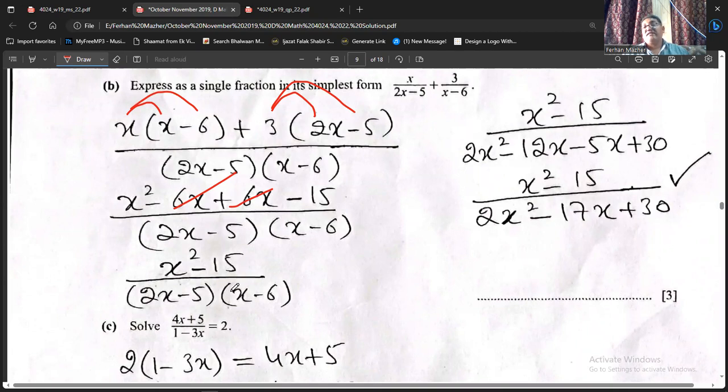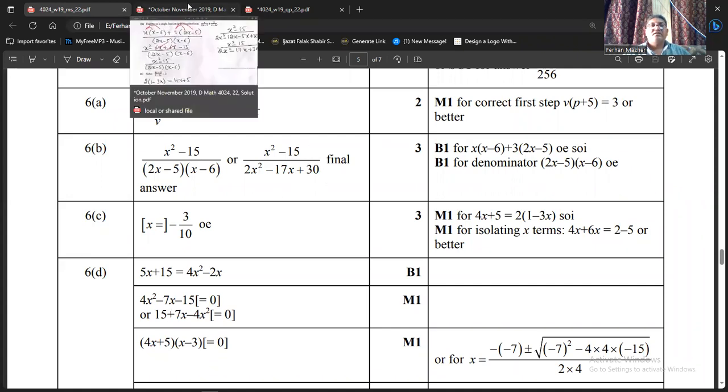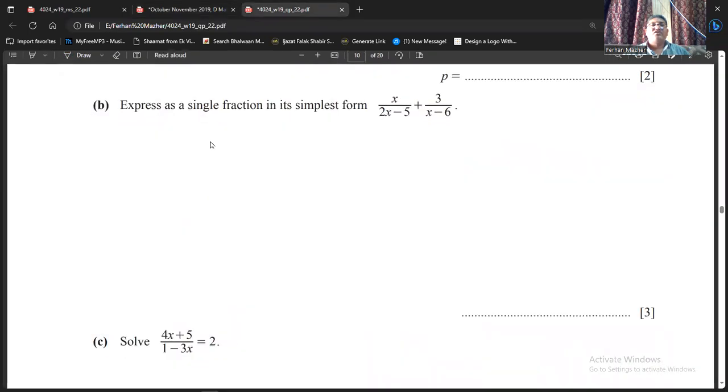You can leave the fraction like this, or you can multiply these two brackets with each other. So you will have x squared minus 15, and at the end you will have 2x squared minus 17x plus 30. You can leave the answer like this, or write it like this. It's up to you, both are right. Okay, so let's go to the next part.